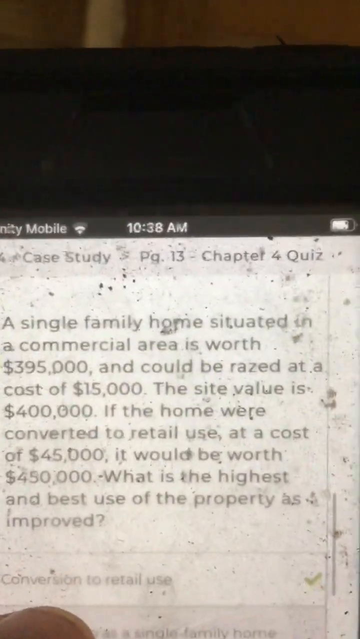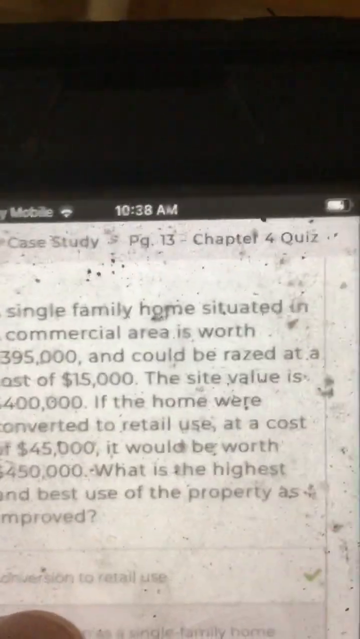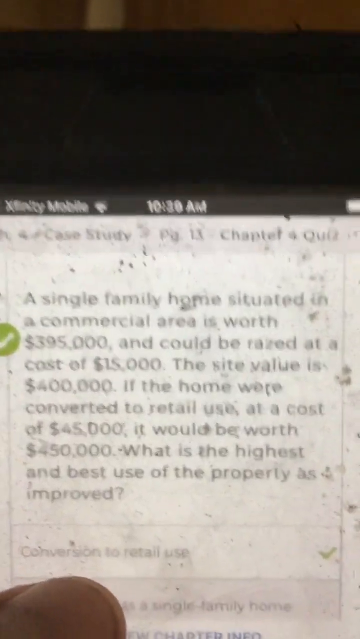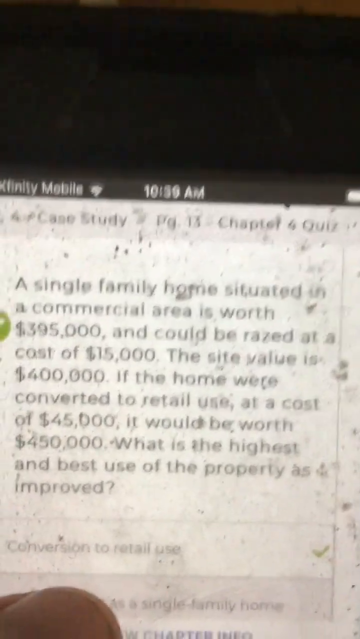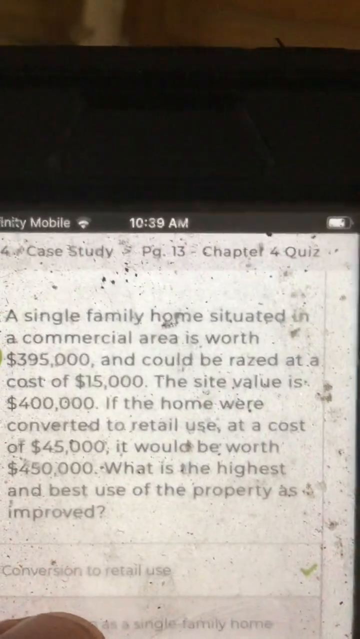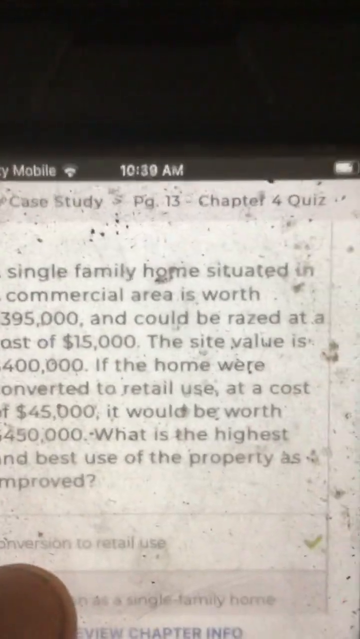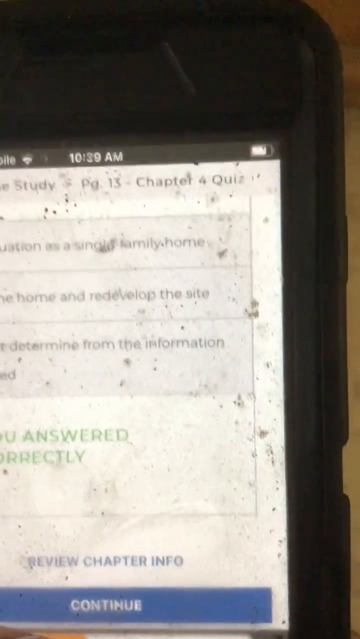Number five, a single-family home situated in a commercial area is worth $395,000 and could be raised at a cost of $15,000. The site value is $400,000. If the home were converted to retail use at a cost of $45,000, it would be worth $450,000. What is the highest and best use of the property as improved? You said A, conversion to retail use. That's correct. Continue.